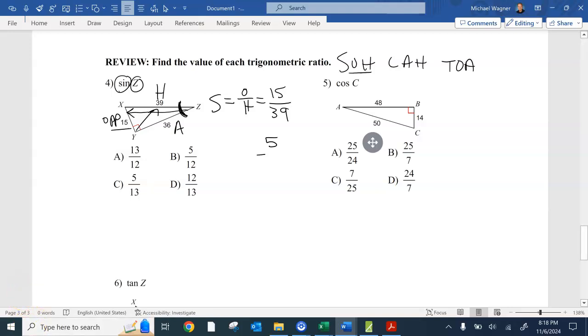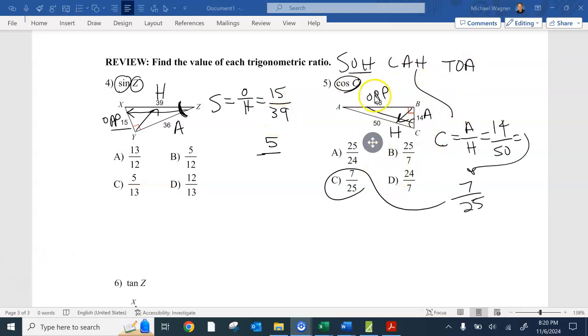Looks like I'm running out of ink. So that's going to be 5 out of 13. Go ahead and do the other ones and then come back and you'll see the answers for it. But in this case, it's 5 out of 13 after you reduce the fraction. Okay, so here's the solution for number 5.